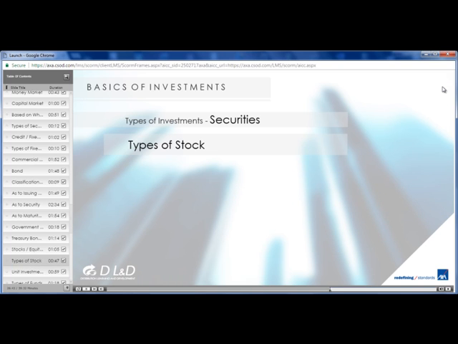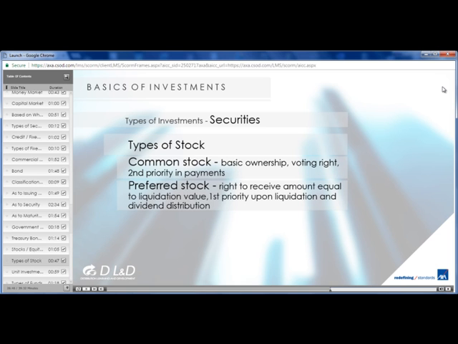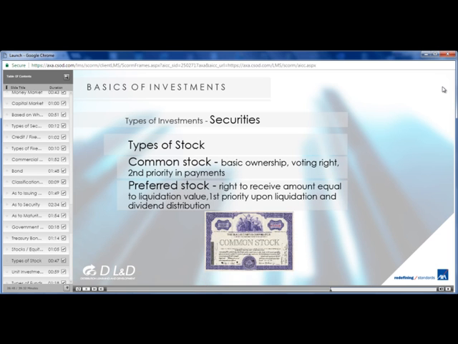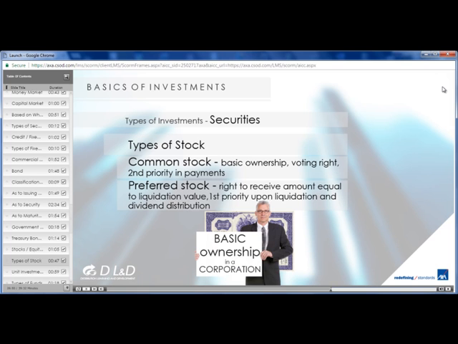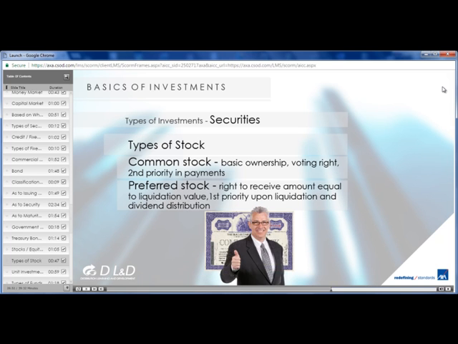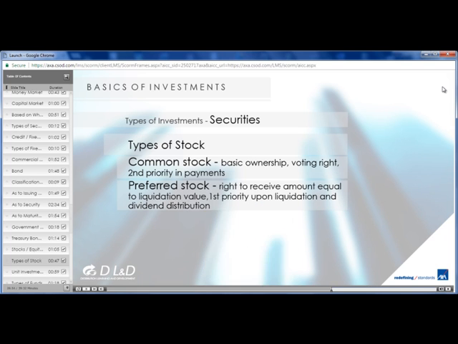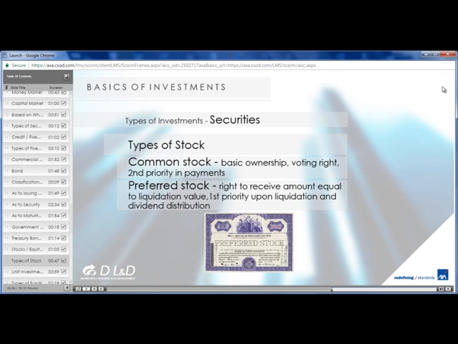Types of stock. Common and preferred stock. Many know about common stock. It represents the basic ownership in a corporation and carries with it the right to vote on corporate matters. Preferred stocks. It's another form of company ownership. The main distinction between the two is that preferred stock offers investors an added layer of protection.